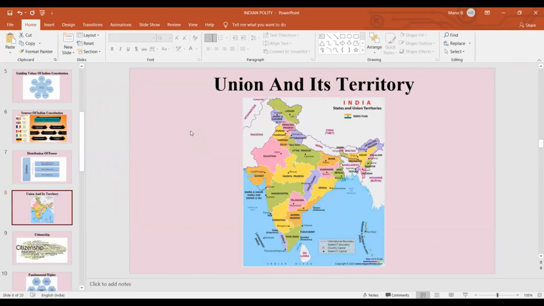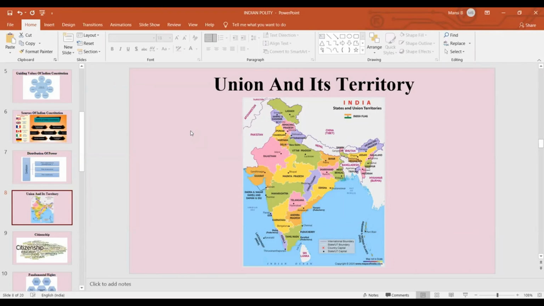Now, before that, of course, you must be knowing the creation of Telangana. Go a little further back. Telangana was a part of Andhra Pradesh and then was separated out of Andhra Pradesh, and then you had Telangana. Very quickly on what are states and what are union territories.